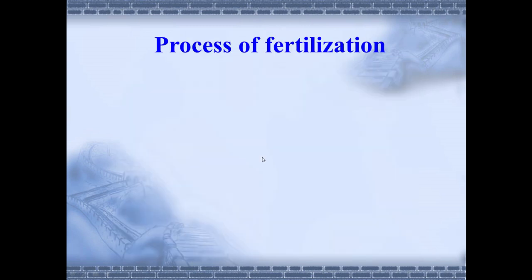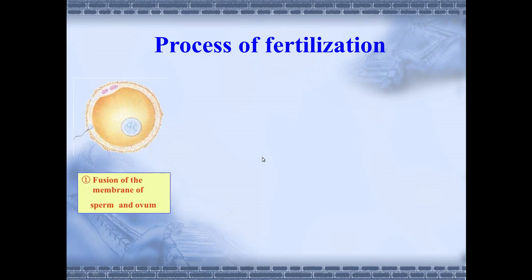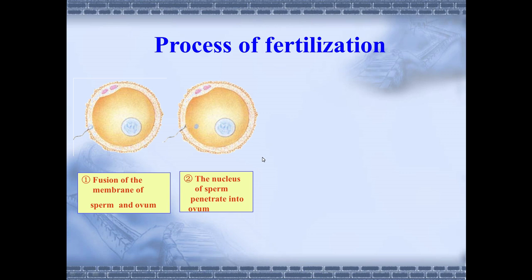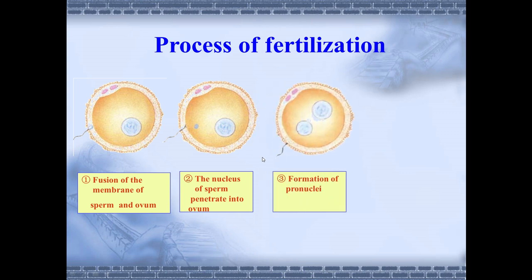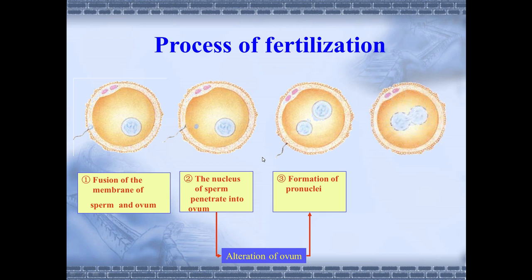So the process of fertilization shows 4 main steps. The first is fusion of the membrane of sperm and ovum. Second is the nucleus of sperm penetrates into ovum. Then formation of the pronuclei. So there are the alterations of the ovum also side by side, and then there is the fusion of pronuclei. All these steps are within 24 hours of fertilization.